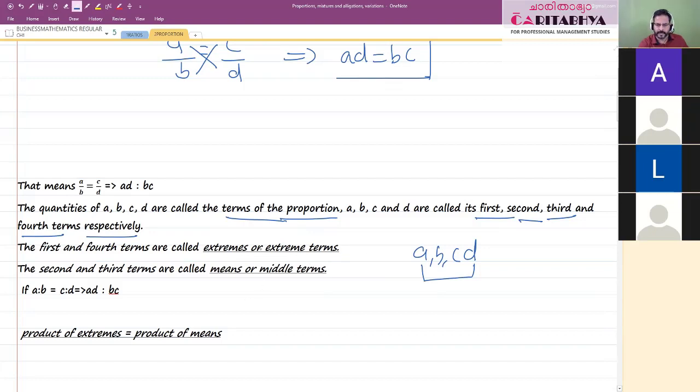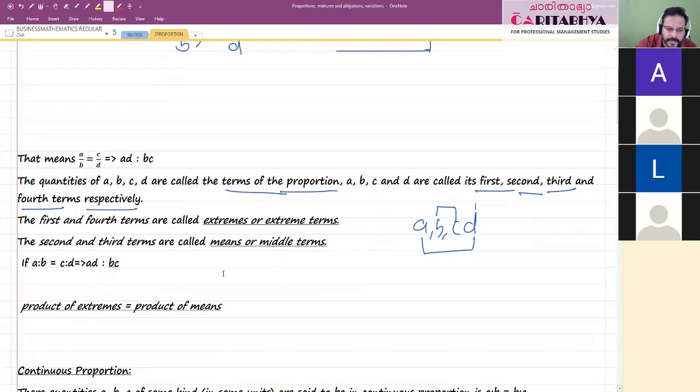First and the fourth terms are called extremes or extreme terms. The second and third terms, B and C, what do we call them? Means or middle terms. Okay, so our first property is this.